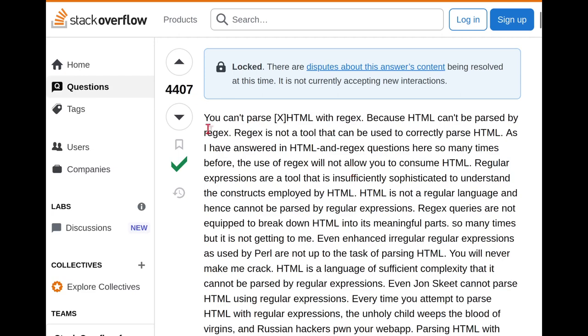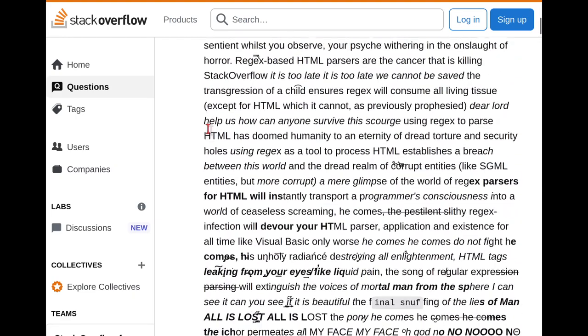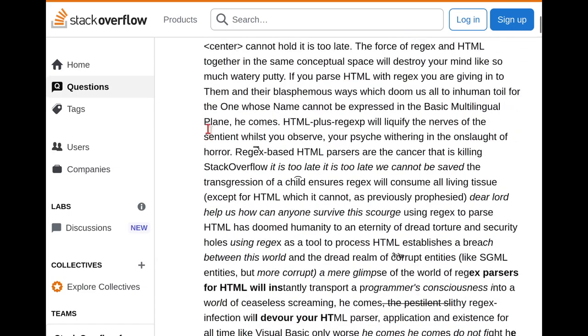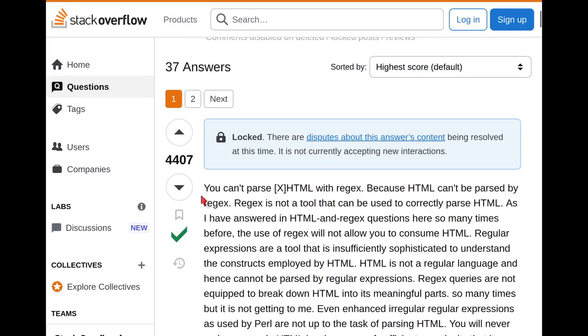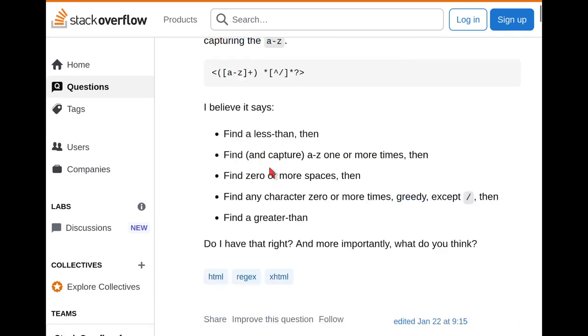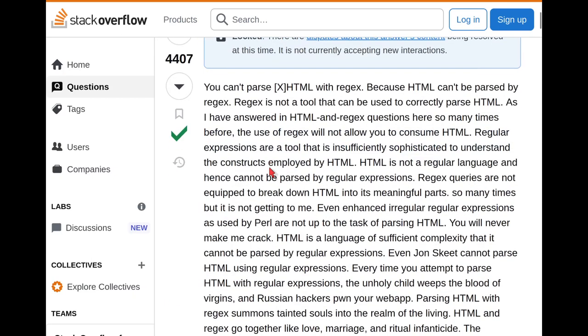So somebody wrote this extremely sarcastic post devolving into chaos about how trying to do HTML scraping with regular expressions is the end of the world and nobody can do it. It was such a common question. You can see there are tons of updates on this, and disputes about the answer's content, but they locked the whole question. Basically, lots and lots of people were trying to use regular expressions, this really good tool that exists in languages, to process or scrape HTML pages.